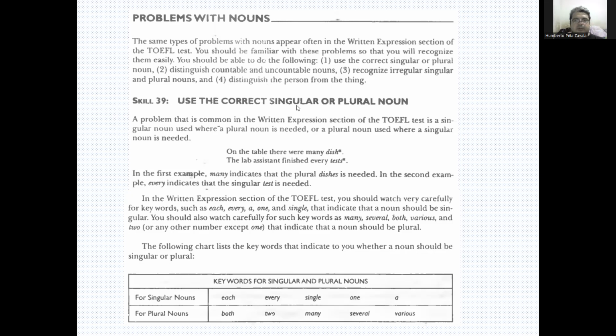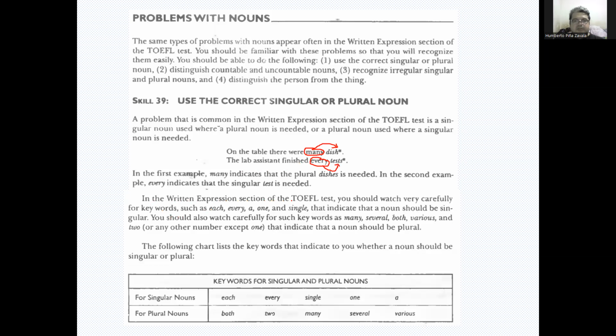Skill 39, use the correct singular or plural noun. A problem that is common in the written expression section of the TOEFL test is a singular noun used where a plural noun is needed, or a plural noun used where a singular noun is needed. For example, on the table, there were many dishes, right? So in this first example, many indicates plural, so it should be dishes. The second example, every indicates singular, so test is needed.